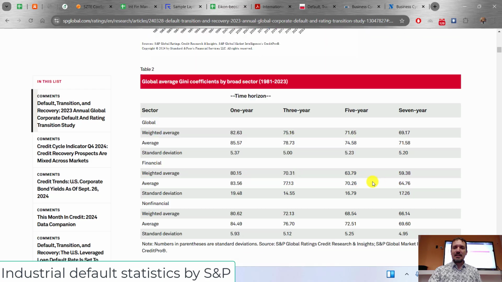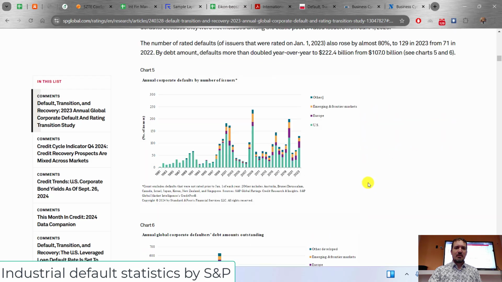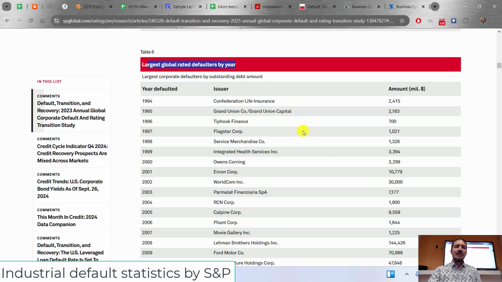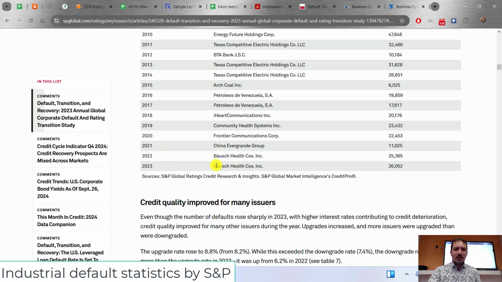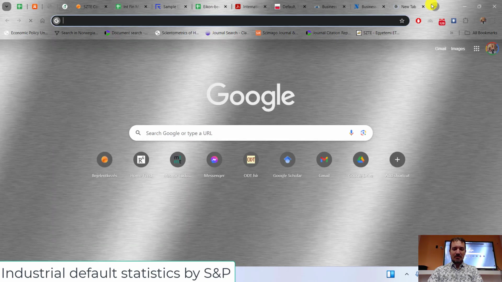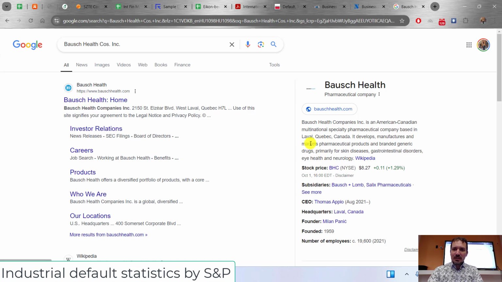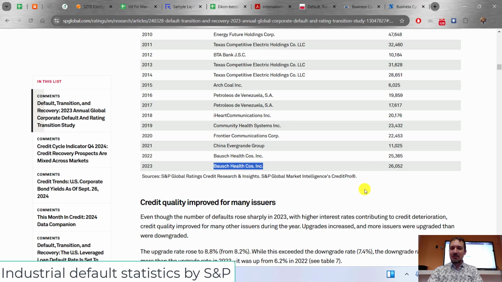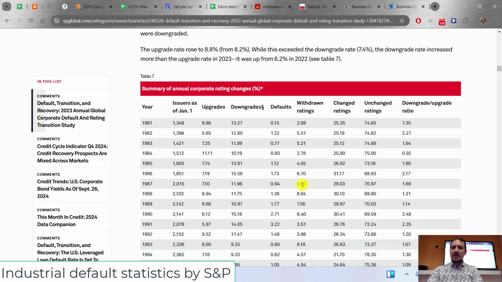Okay, so let's see, there are many different breakdowns in terms of ratings and so on. Even the largest global rated defaulters by year. Bausch Health Companies. Have you heard anything about this? Yeah, because China Evergrande, that was huge. What was this? Just for fun. An American, Canadian, multinational specialty pharmaceutical company from Quebec. Okay, so they defaulted and that was big. And they defaulted in 2 years. Nice.